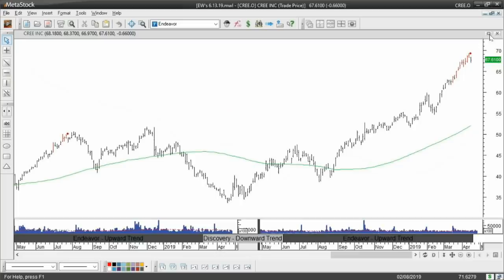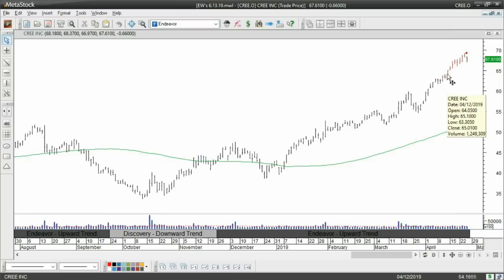Zoom in a little bit. We can see that this guy was in a monster trend and then we got plenty of red bars for days. Every time these red bars come up, once again, reminding us this guy is getting overextended. So let's go view expert commentary.